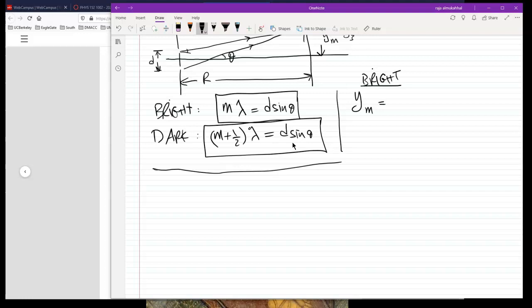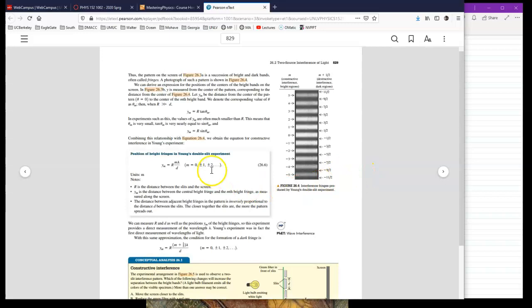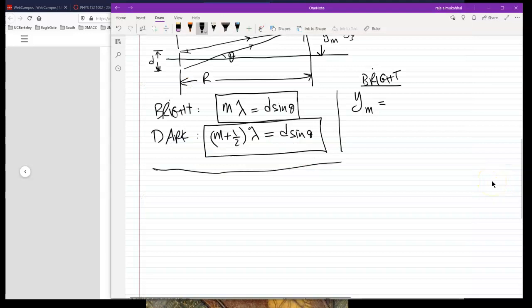Y sub m is equal to... go back to the book, let me show it to you. Next page. And it's right there, okay? Y sub m is r m lambda over d, okay? So it becomes r m lambda over d. Again, d is the distance between the two slits.